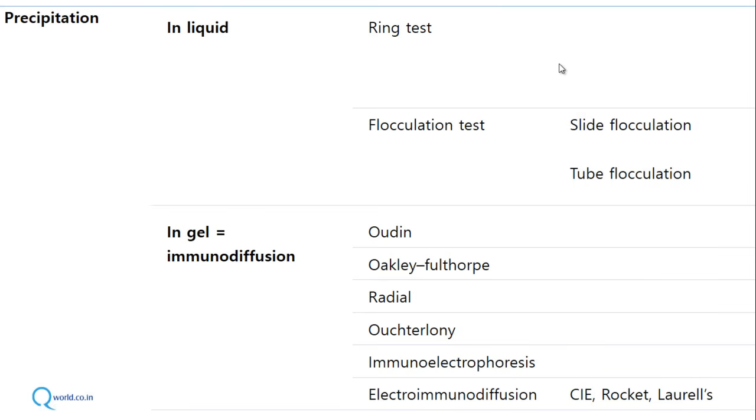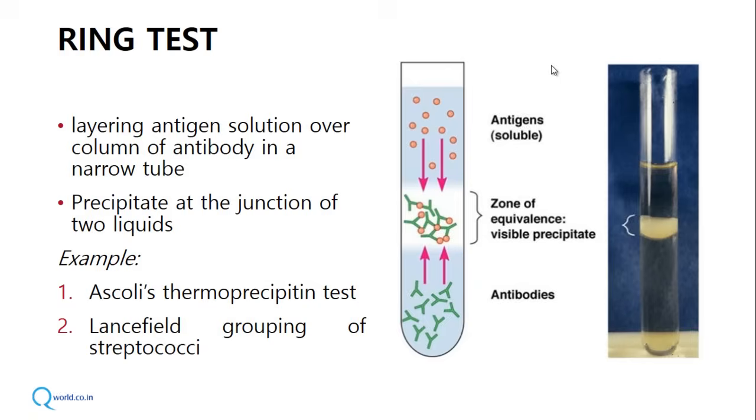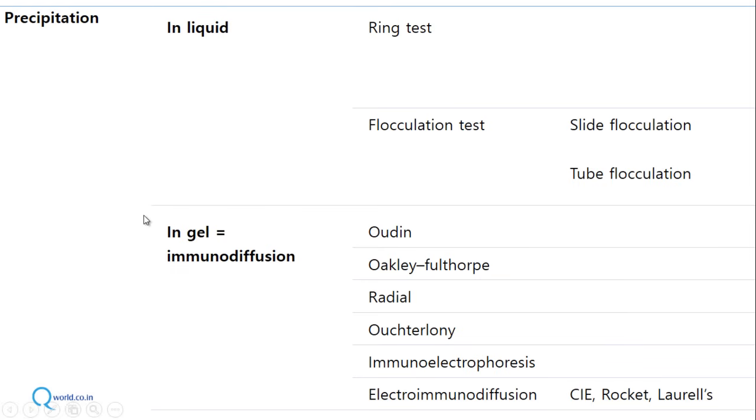Now, what are the various precipitation reactions? We have a list of precipitation reactions, but we can classify them into two types: precipitation reaction in liquid and precipitation reaction in gel. If it happens in liquid, we have two types: the ring precipitation test, and if instead of precipitate the antigen antibody complexes remain suspended as floccules, we call it a flocculation test. The flocculation test could be performed on a slide or in a tube. So we have slide flocculation and tube flocculation tests.